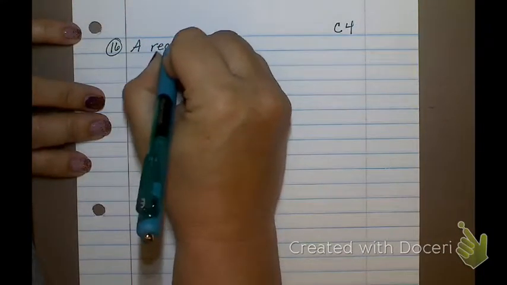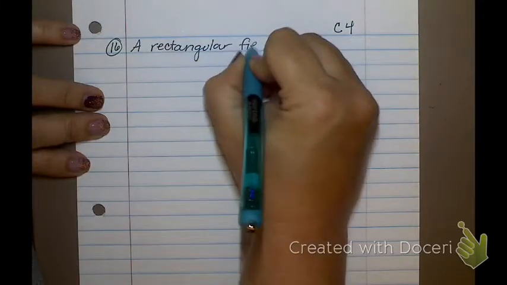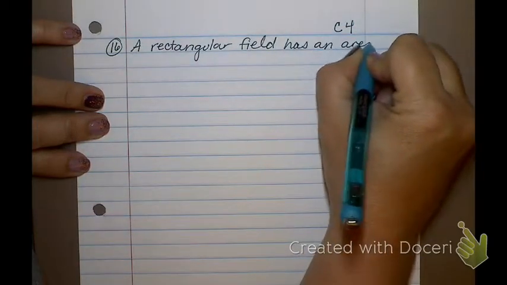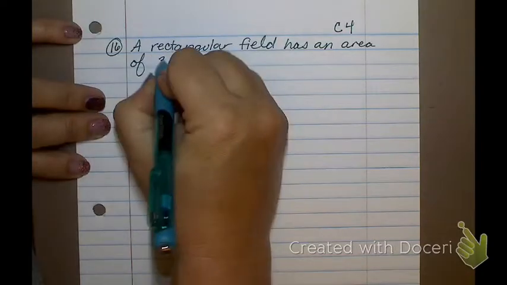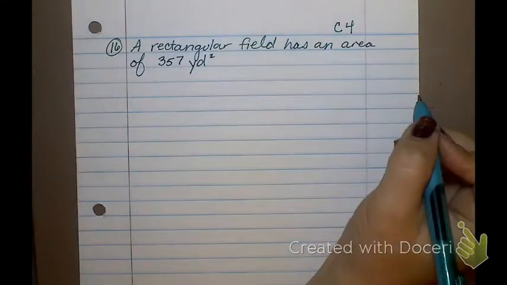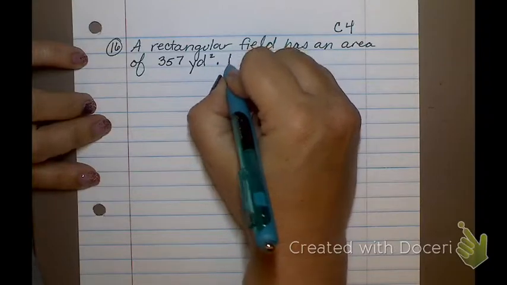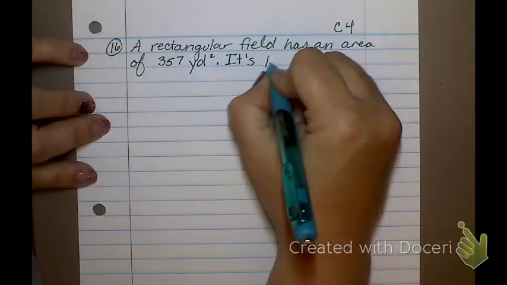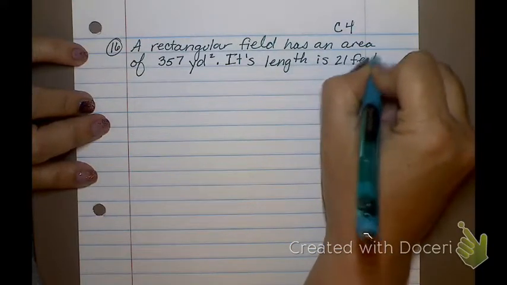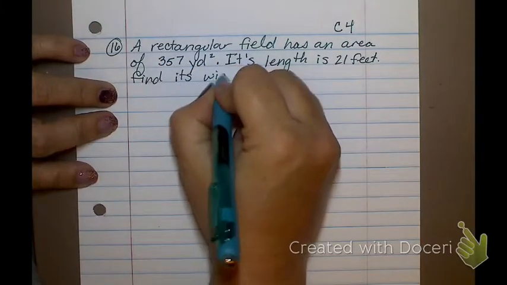A rectangular field has an area of 357 square yards. That's the way we abbreviate square yards right there. Its length is 21 feet. Find its width.